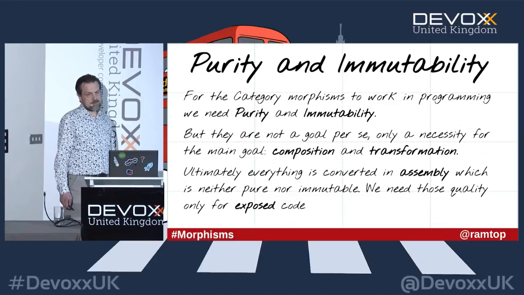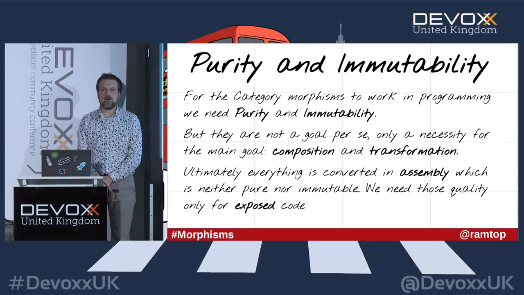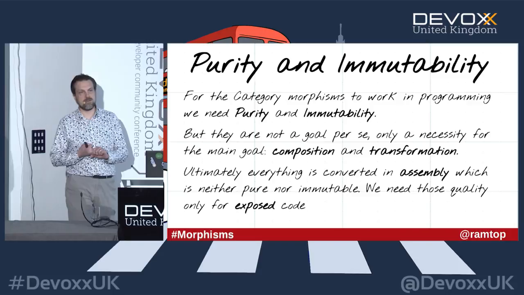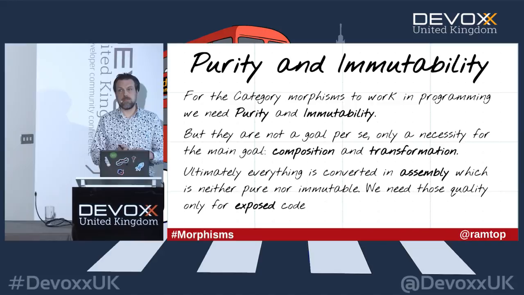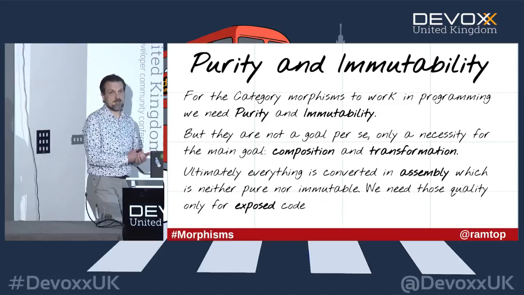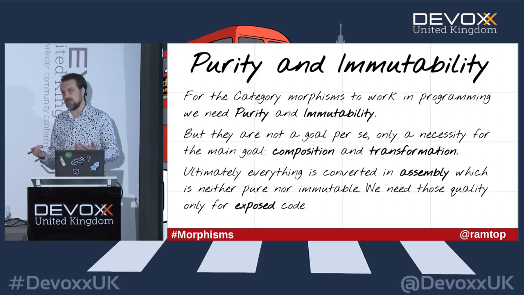Now, purity and immutability. So when people talk about functional programming, they usually say functional programming is about purity, immutability, and function as a first class object, which is absolutely true, but it's not the end of the story. I mean, these are just the details, the tools that we use. What we really want in functional programming is to be able to do transformation and composition. And to do transformation and composition, we need purity and immutability, because we cannot do composition if the object changes.